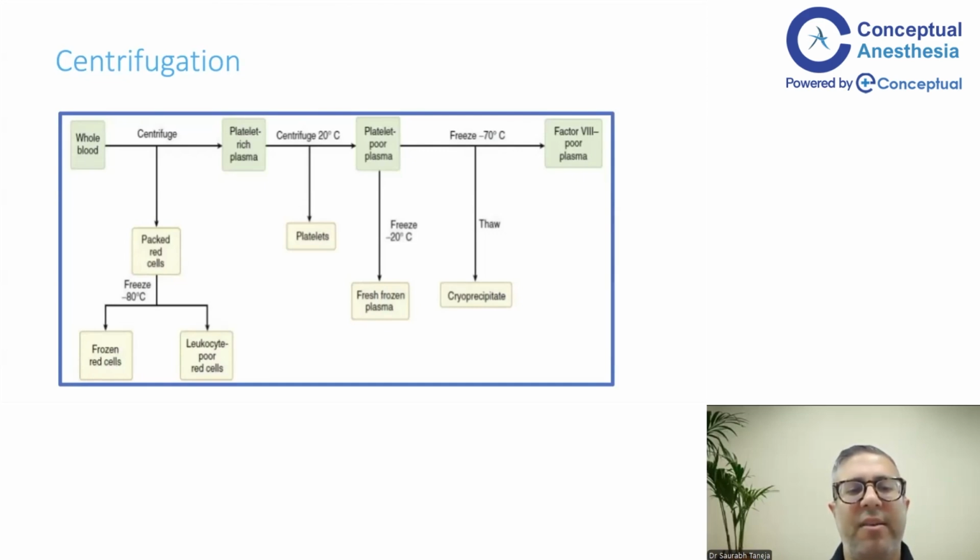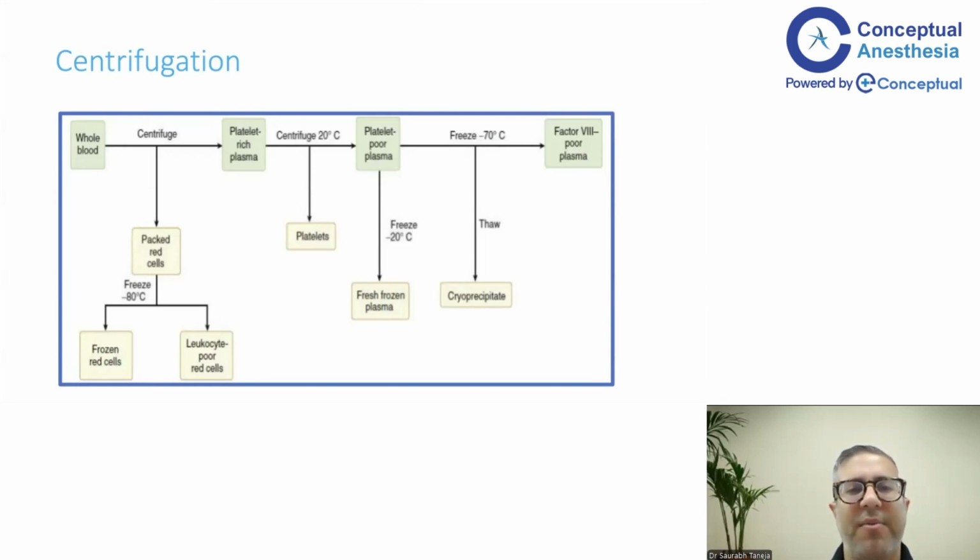Then packed red blood cells can also be differentiated into frozen red cells, which have a longer half life, and the leukocyte depleted red blood cells. When you do the heavier spin for a longer duration on the platelet rich plasma, we can separate the platelet rich plasma into platelets and plasma.